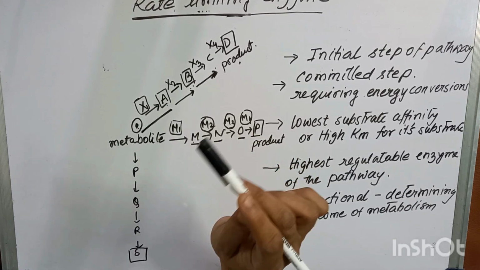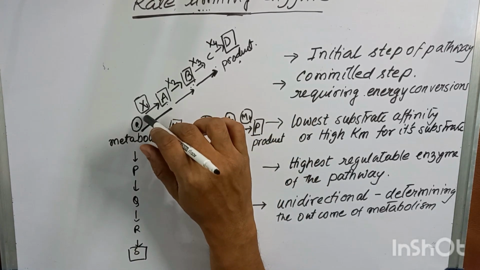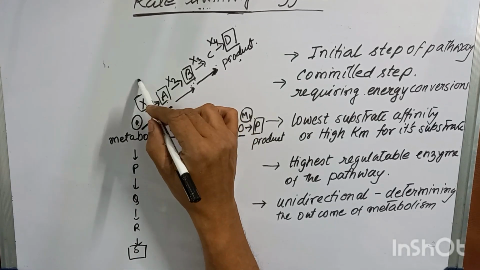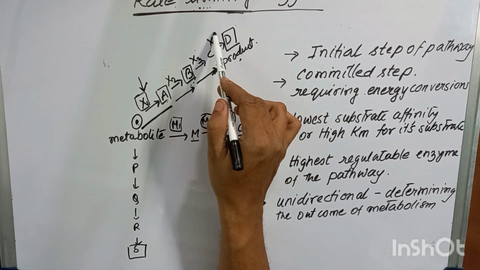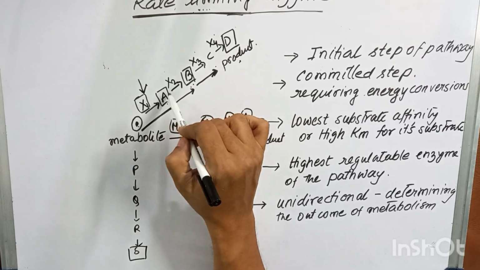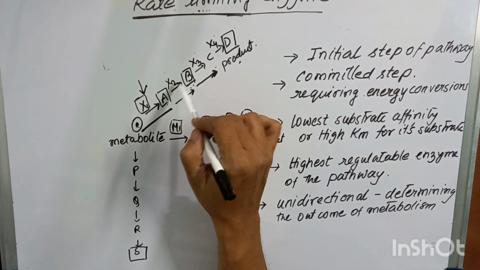And what are the other properties of a rate limiting enzyme? They should reside in the initial part of the pathway. Say X1 should be the rate limiting enzyme. X1 should be the rate limiting, and not X2, not X3, not X4. Because if X1 was not the rate limiting enzyme, then we would have obtained A or B or C, and this product would have accumulated.